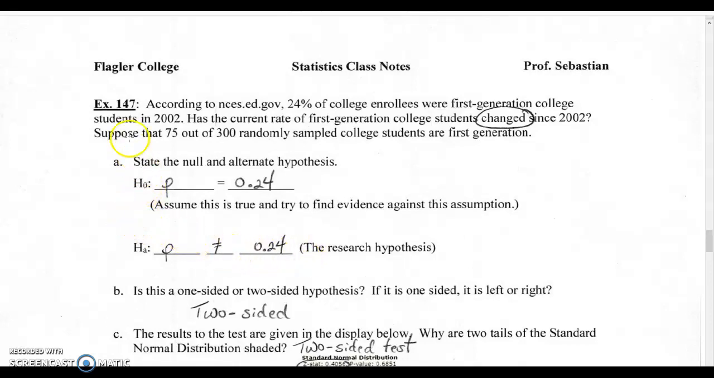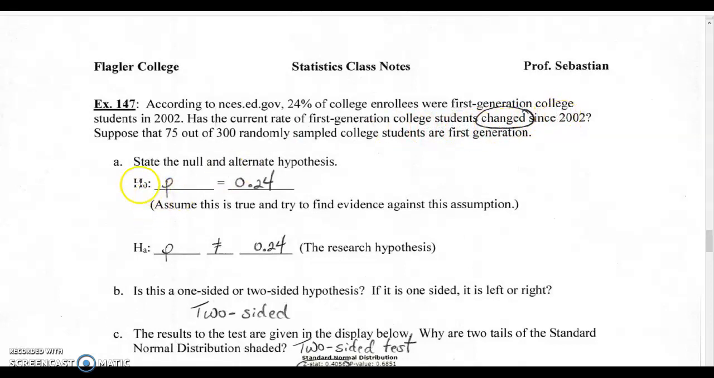So as another example 147, according to nces.ed.gov, 24% of college enrollees were first-generation college students in 2002. So let's say we're a researcher and we're interested in knowing if the current rate of first-generation college students has changed since 2002. So suppose that 75 out of 300 randomly sampled college students are first generation. Okay, so we want to know if it's changed since 2002.